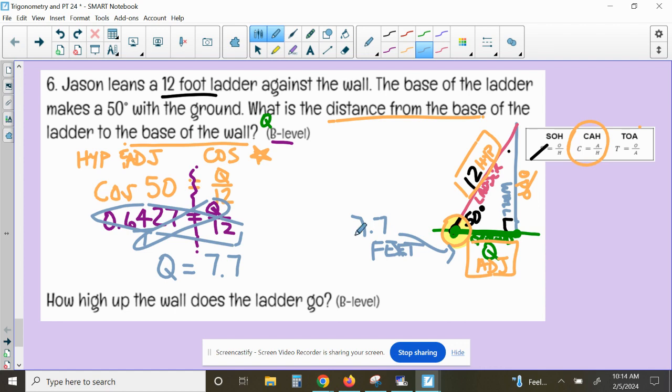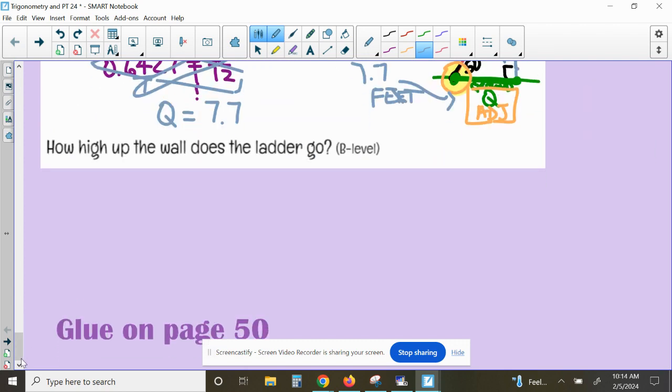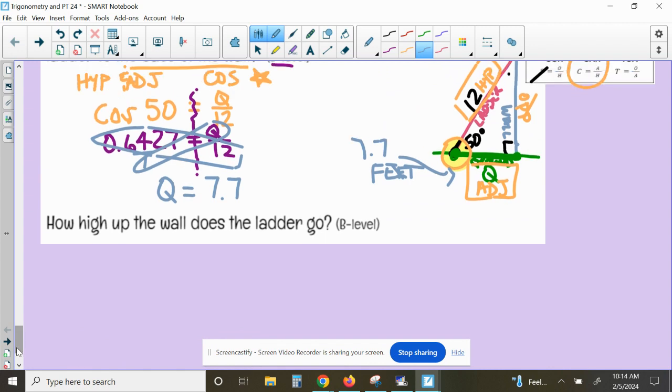And there is a part 2. Okay, so part 2 says, how high up the wall does the ladder go? So you don't have to redraw the picture unless your picture is too much of a hot mess that you can't piece it together. So just for the sake of our notes, I'm going to draw a baby one right underneath here without all this junk on here.